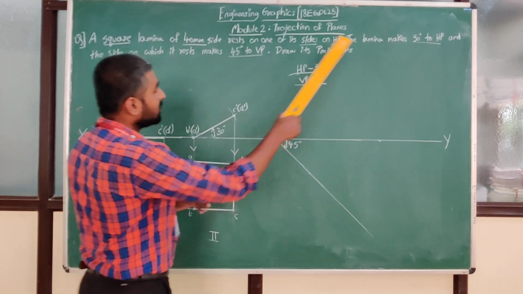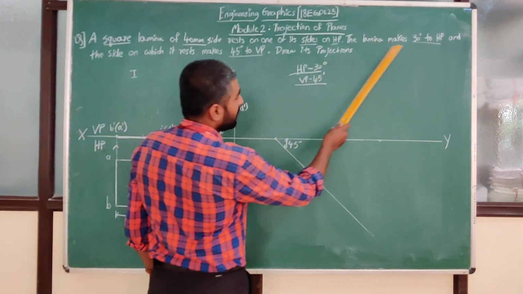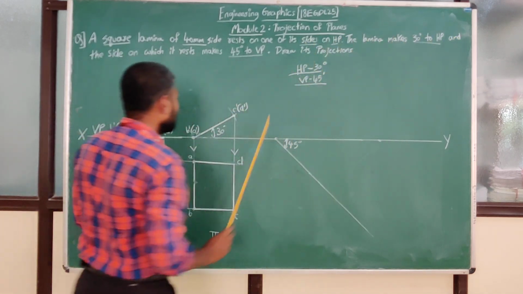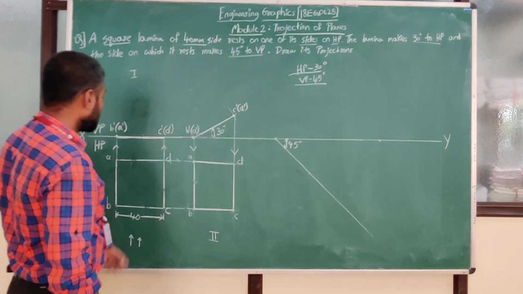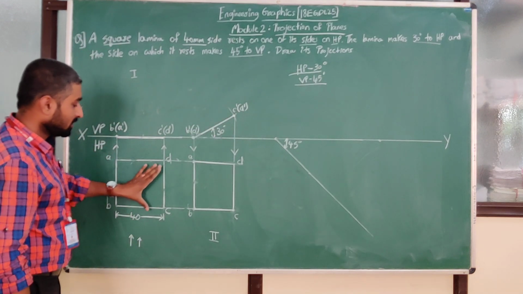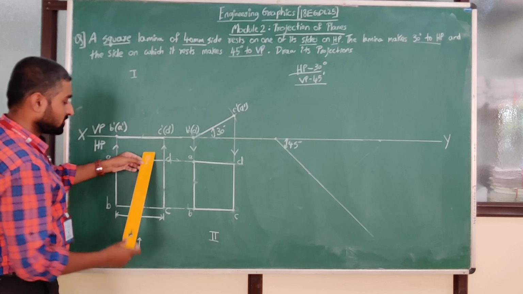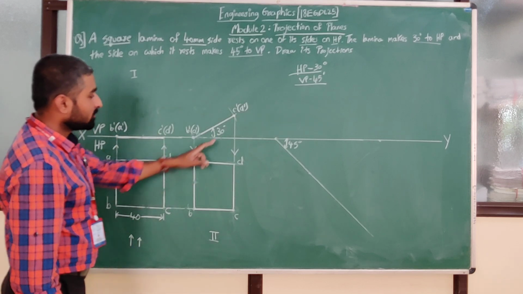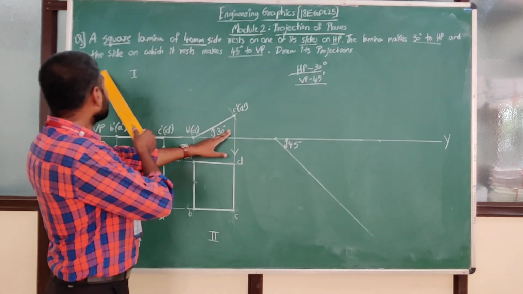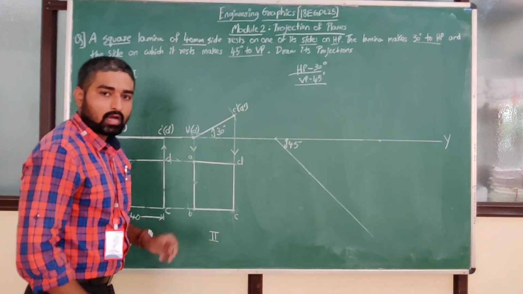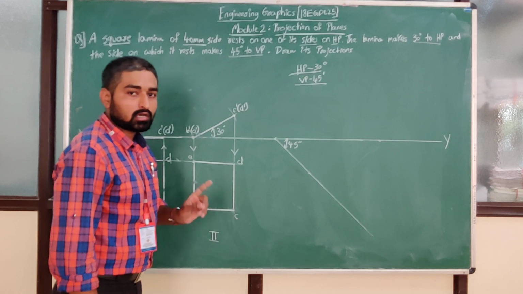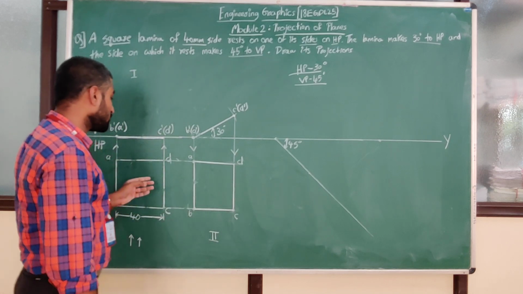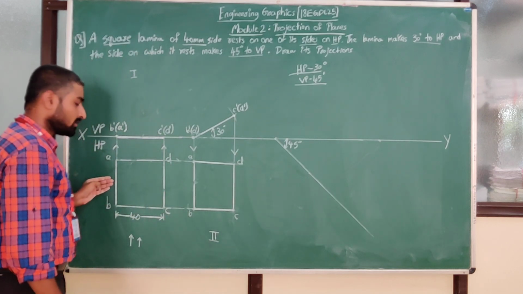Right. As stated in the given question, the lamina makes 30 degrees to HP. Which lamina have I listed here? The whole lamina. If you open this one and check like this, you can see that the whole lamina is making an inclination of 30 degrees with respect to HP, and the side on which it rests. I told you at the beginning of this problem, the side which we are going to consider is always the left hand side.